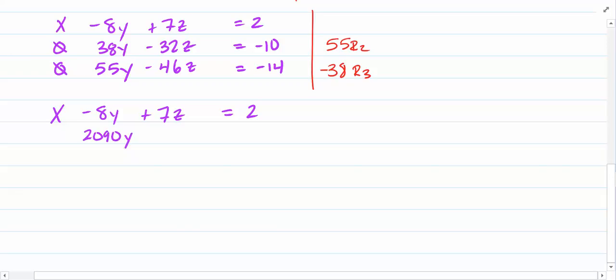2090y. Good. What's 55 times negative 32? Negative 1,760. Good. That's going to be negative 550. Okay, good. Now let's do negative 38 times row 3. Well, I'd have 0 there before, and then this is going to be a negative 2090y. What's negative 38 times negative 46?